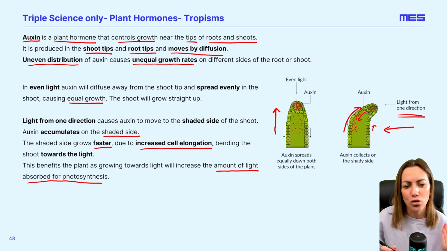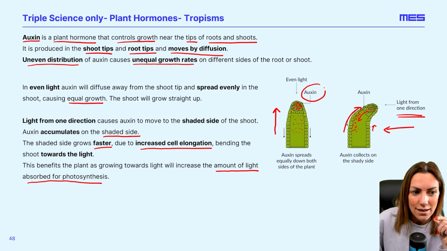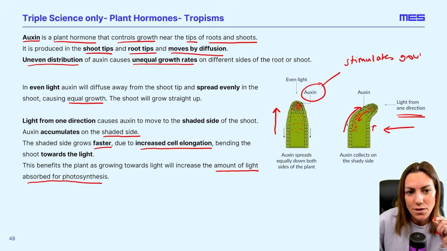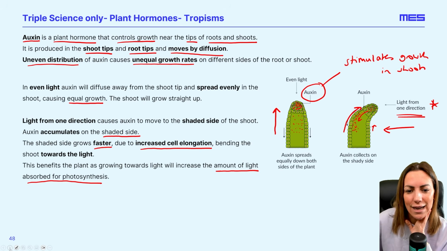Okay, so make sure you know here it's auxin that controls tropisms. Tropisms are directional growth responses to a stimulus. Auxin is produced in shoot tips. It stimulates growth in shoots. If you have equal light, the auxin will distribute evenly, so you'll get equal growth. The shoot will grow straight up. But if you've got light from one direction, the auxin accumulates on the shaded side, so you've got an unequal distribution of auxin. So the shaded side grows faster, which is why the shoot bends towards the light.